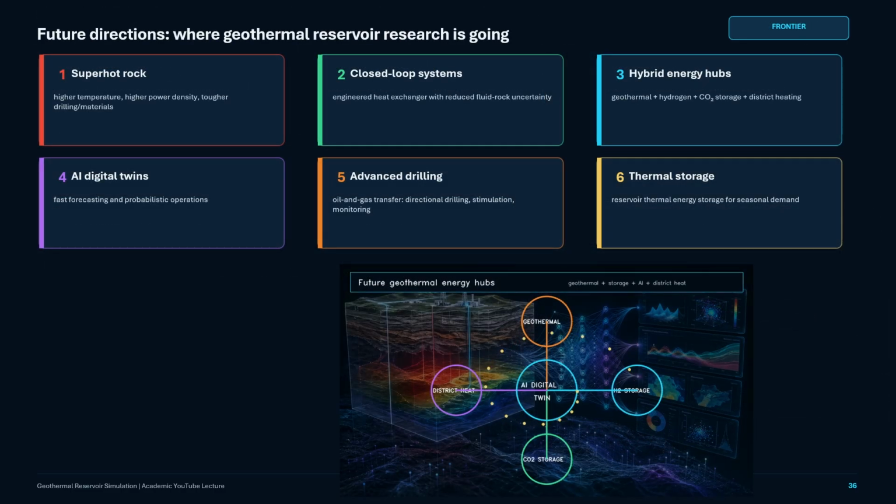Geothermal reservoir research is moving quickly. Superhot rock systems may offer much higher power density, but they require extreme drilling, materials, and reservoir control technologies. Closed-loop systems reduce some fluid-rock uncertainties, but introduce heat exchanger design challenges. Hybrid geothermal systems may integrate with hydrogen production, district heating, carbon storage, or industrial heat supply. AI and digital twins will make reservoir management faster and more adaptive. The future of geothermal is not one technology. It is a portfolio of subsurface heat solutions, guided by simulation, monitoring, and risk-aware operations.